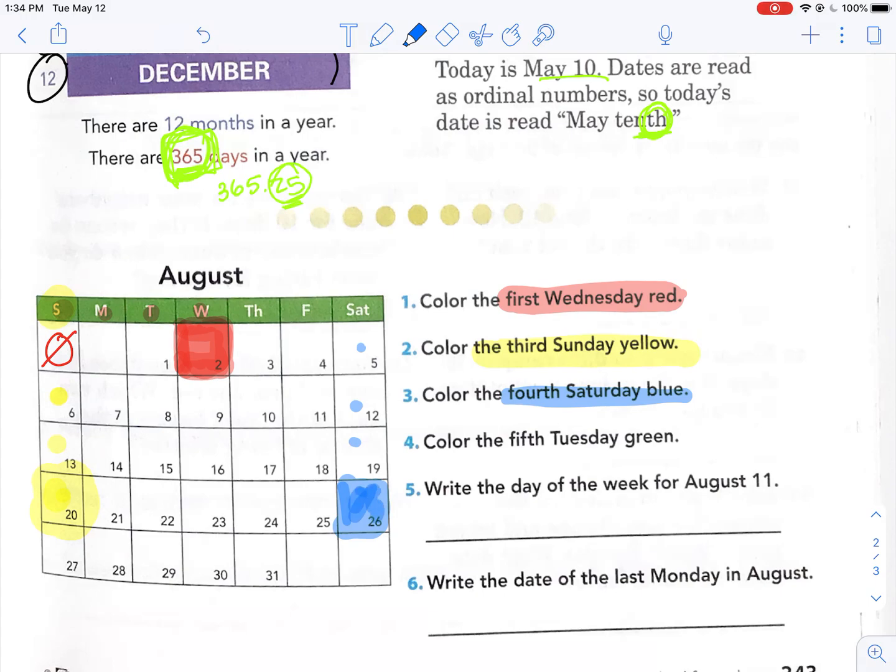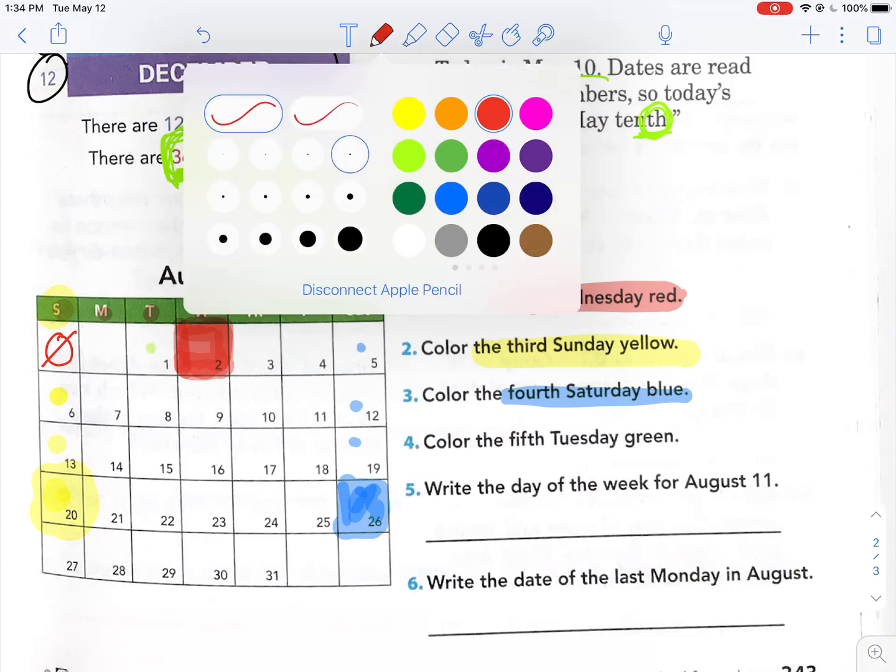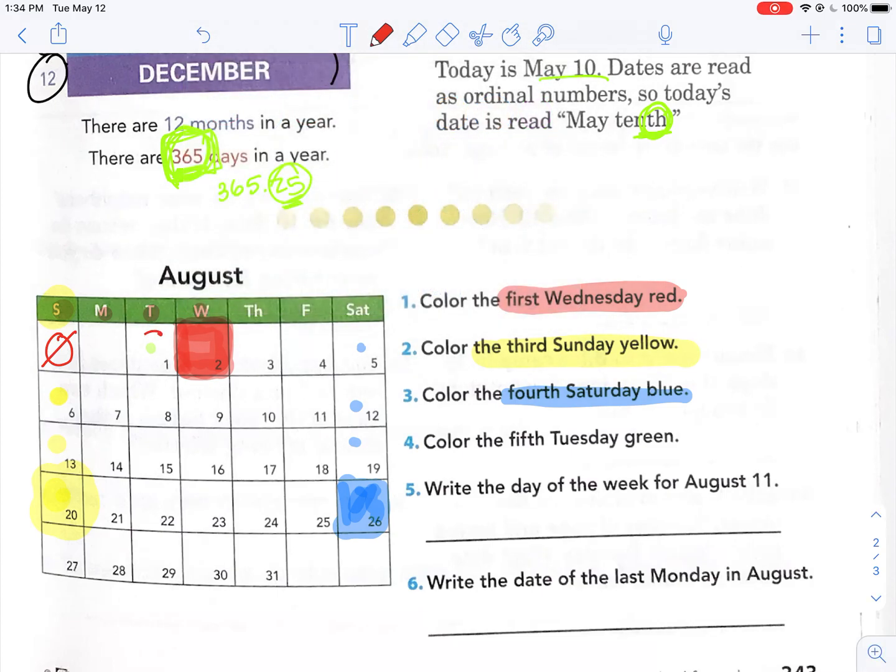The fifth Tuesday green. Fifth Tuesday, green. Okay, let's look at our Tuesdays. Does this one count? This is where you're going to get mixed up, boys and girls. If there's no date on it, it does not count. Be very careful. Oh, speaking of careful, there is a date there. That one does count. Forgive me. Good thing I was double checking my work. Even your teacher can make mistakes. So fifth Tuesday, green. So this does count. That's the first Tuesday. 1, 2, 3, 4. First, second, third, fourth. We want the fifth.